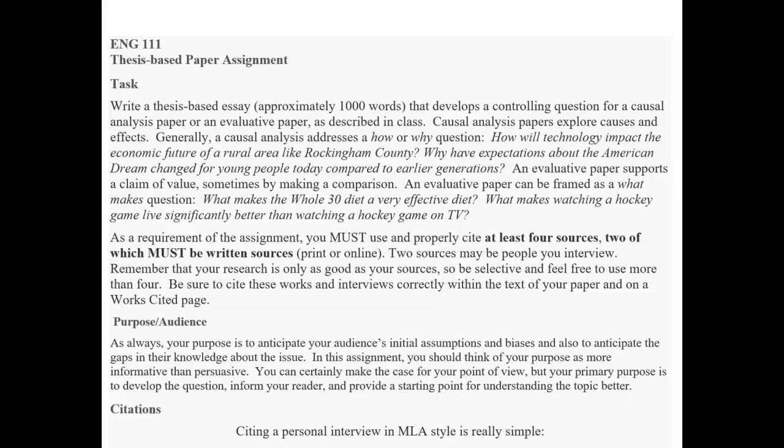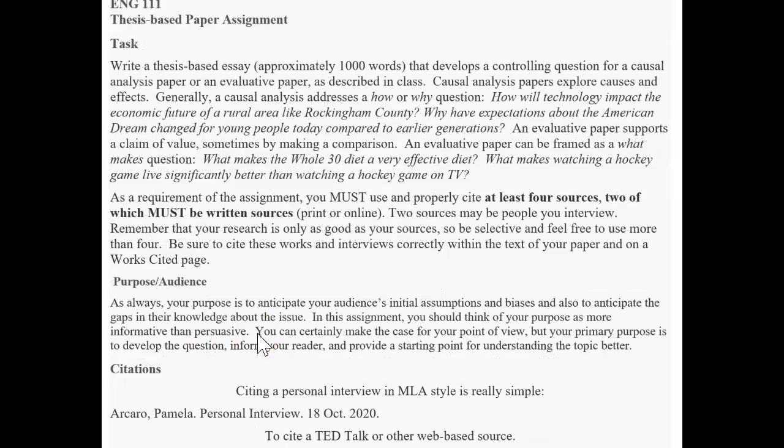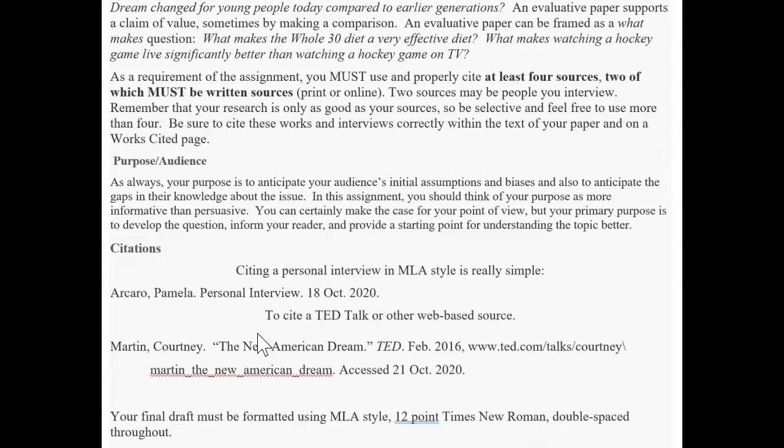I think one rule of thumb for this assignment would be don't pick a topic about which you're not willing to change your mind. This is an assignment where you want to be looking for information, filling in blank spaces for your readers, and in doing so, hopefully, maybe doing that for yourself as well. I include in the assignment examples of how to cite a personal interview. It's very simple in MLA style.